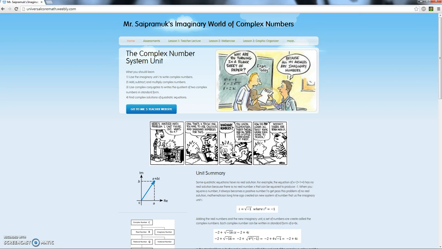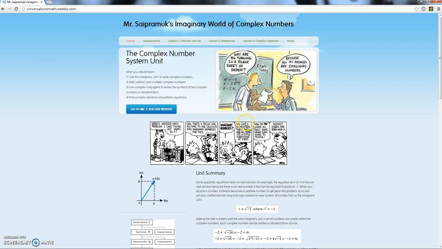1. To use imaginary unit i to write complex numbers. 2. To add, subtract, and multiply complex numbers. 3. Use complex conjugate to write quotients of 2 complex numbers in standard form. And 4. Find solutions of quadratic equations.